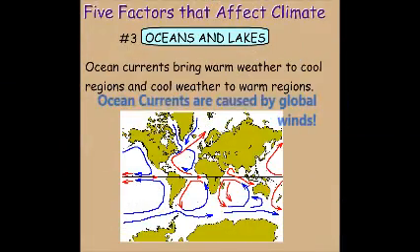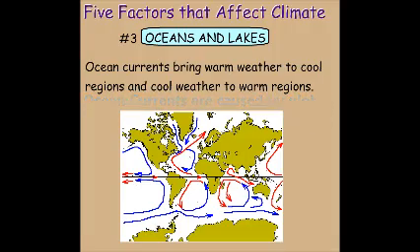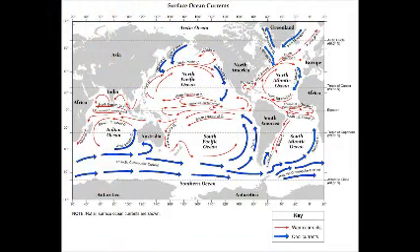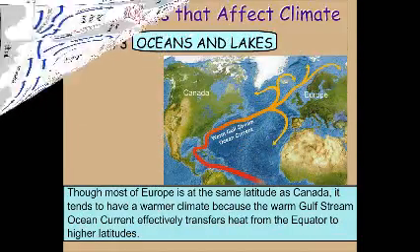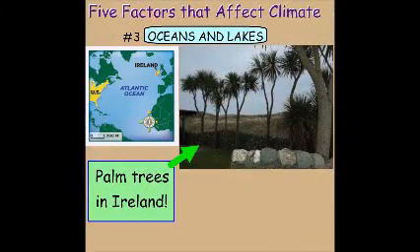Oceans also affect climate because of the ocean currents. Ocean currents bring warm weather to cool regions and cool weather to warm regions. And you can see on page 4 of your reference table, the surface ocean currents map shows whether warm water or cold water is being brought to an area. Ocean currents have a huge effect on climate. You can see that Europe is at the same latitude as Canada, but it has a much warmer climate because the warm Gulf Stream ocean current effectively transfers heat from the equator to higher latitudes, and this results in a place like Ireland having palm trees.